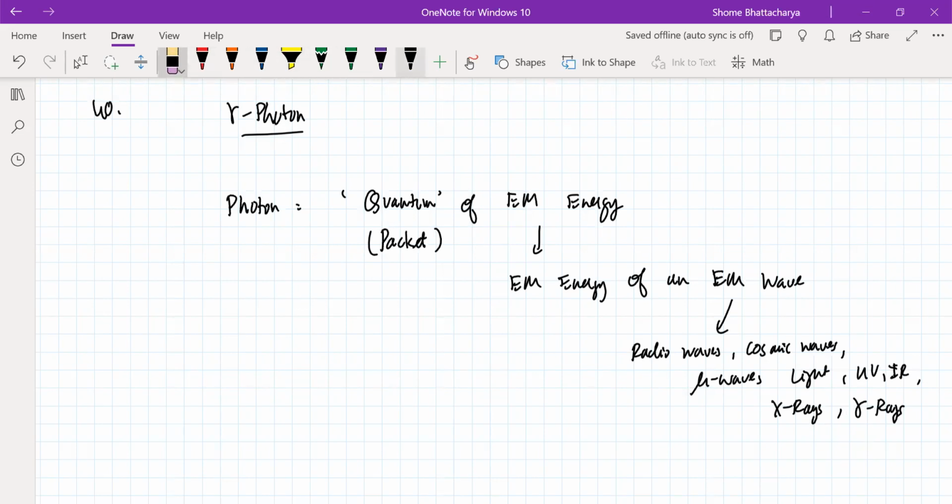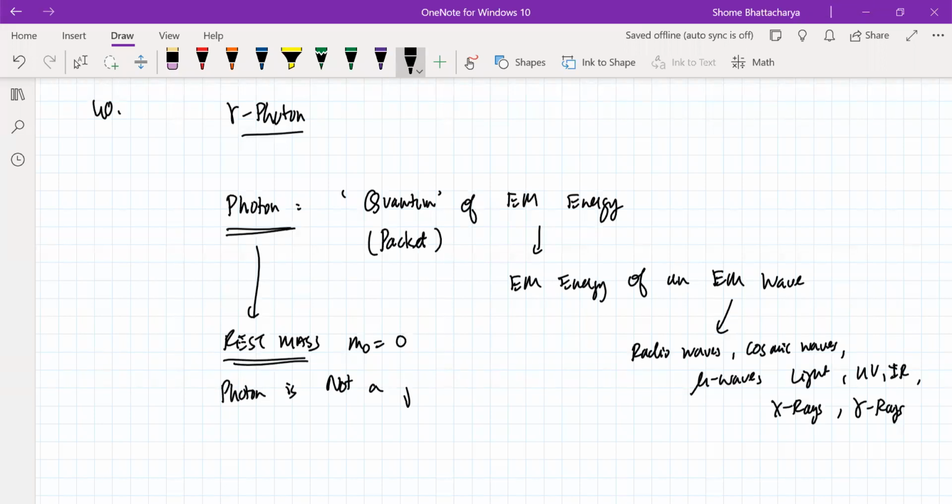Now, what properties does a photon have? A photon is a quantum of energy such that its rest mass, that is the mass that you can measure for something when it is at rest, is 0. So it is not a particle. Therefore, the photon is not a particle. That's why we give it a separate name, because by definition, a particle must have mass. So we define it as a quantum of energy, but not a particle.